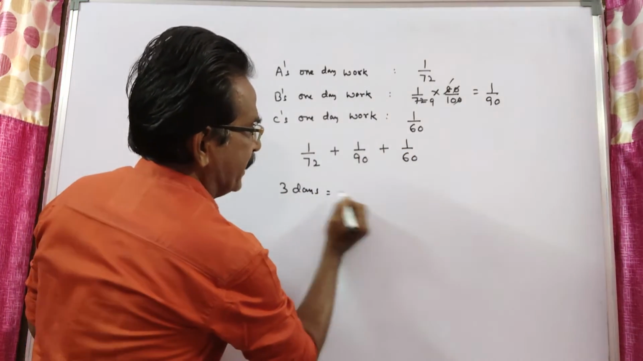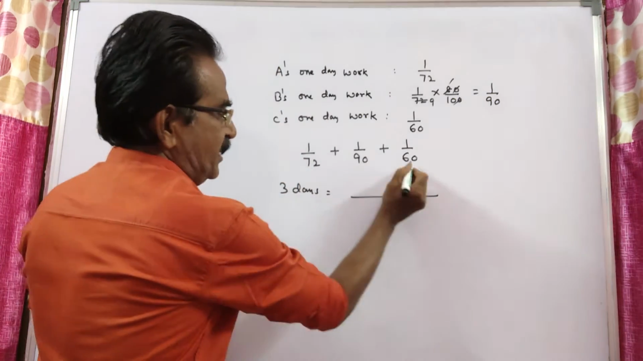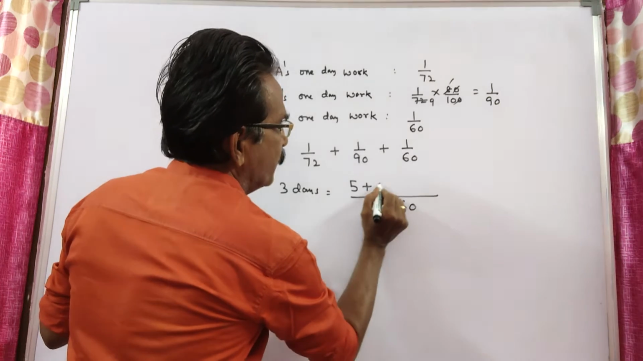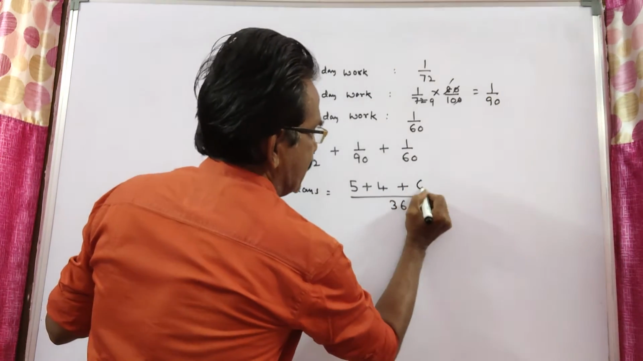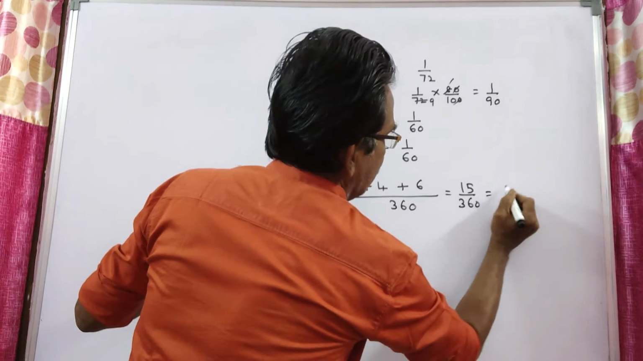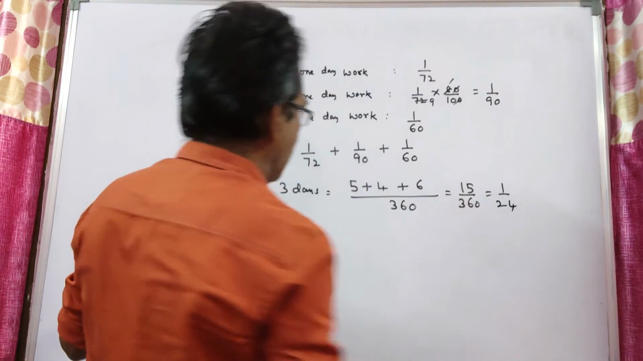in every cycle of 3 days, how much work is completed? See friends, LCM 360, 72 5s, 90 4s, 60 6s, 15 by 360, that is equal to 1 by 24 work.